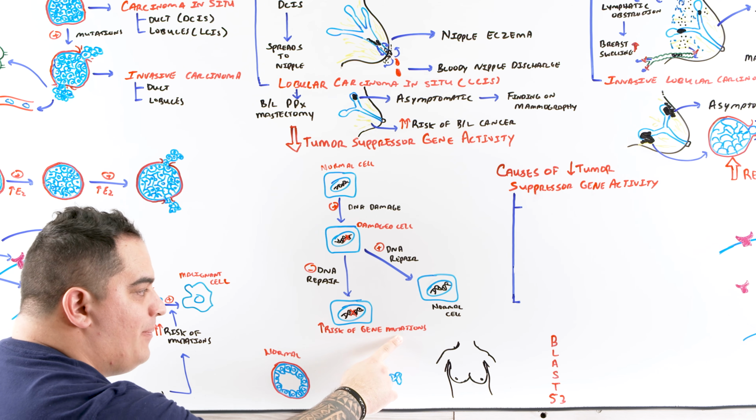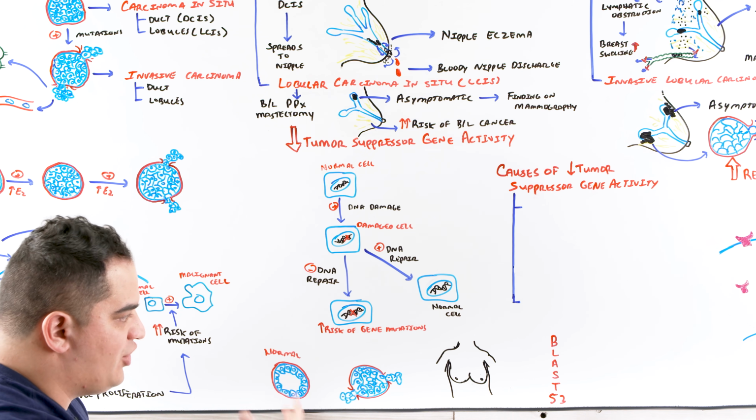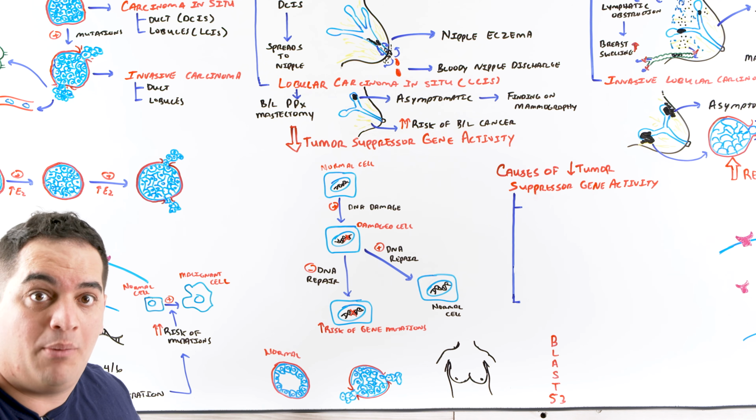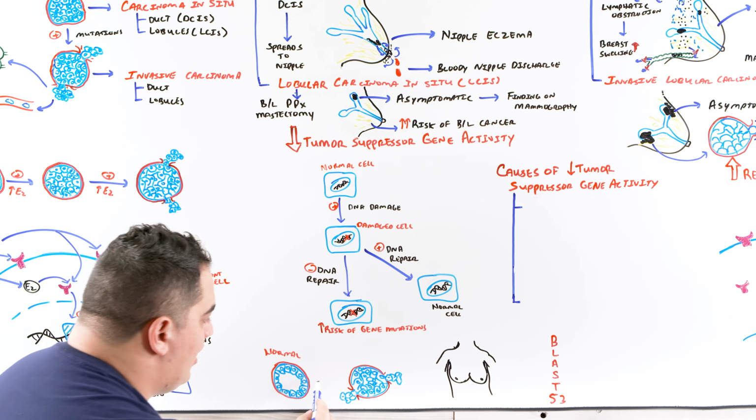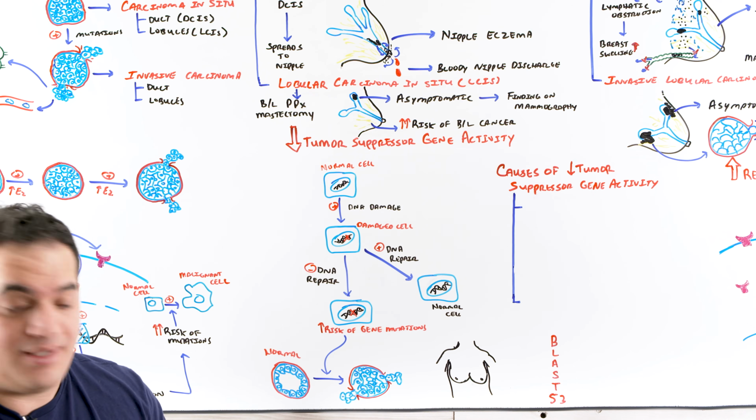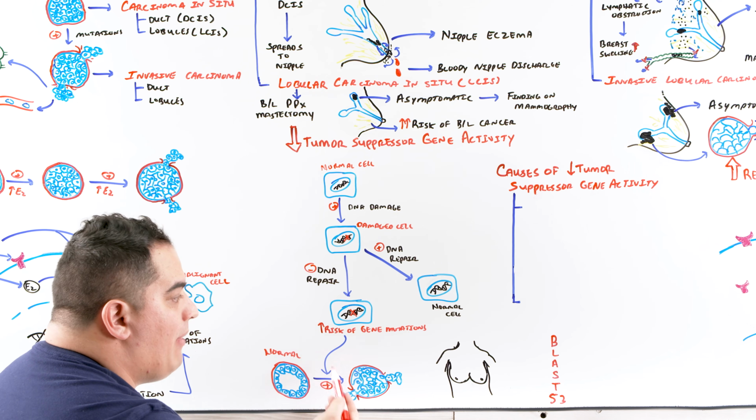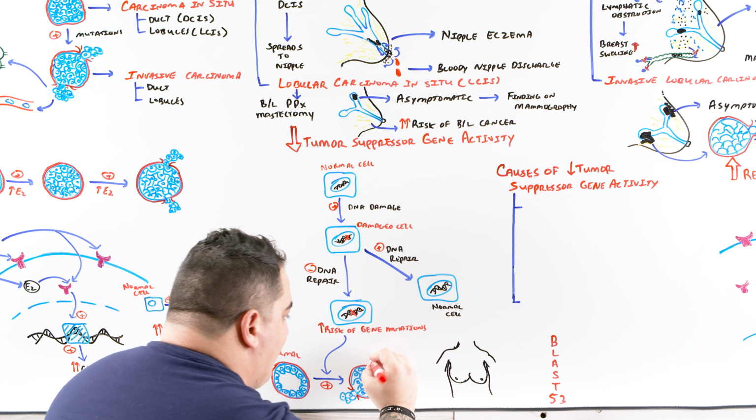Now what's going to happen? Because I didn't fix that damaged DNA, I can increase the risk of a mutation. That mutation can cause my cells to transform and to become malignant. And then from here, this is where I see cancer starting to arise. All right, now I've taken this cell, which was normal, it's become abnormal, and now I have cancer.